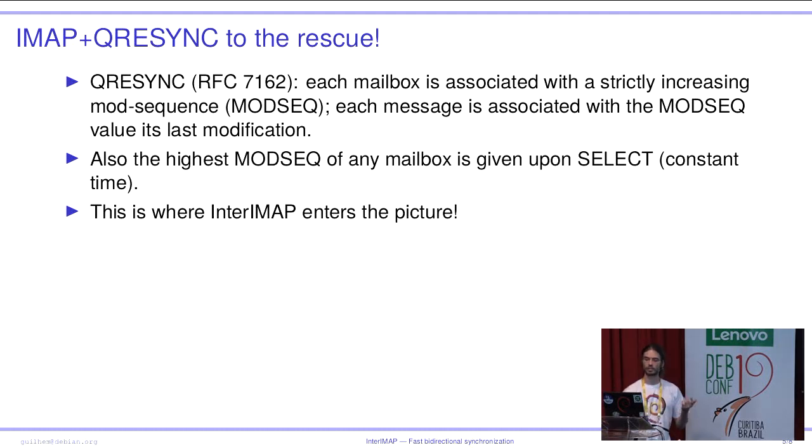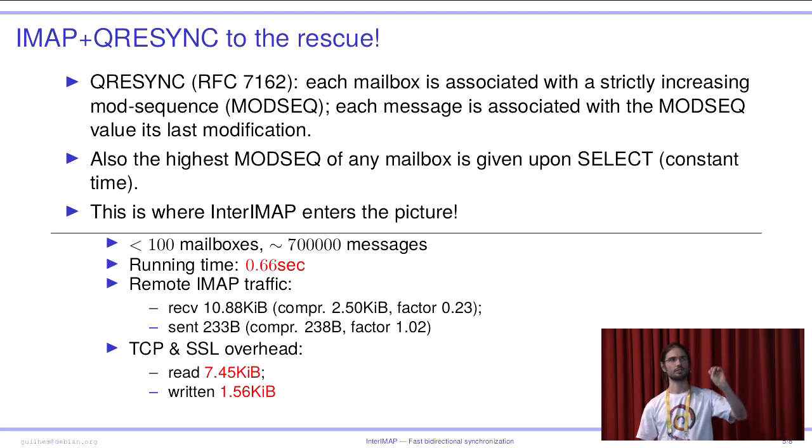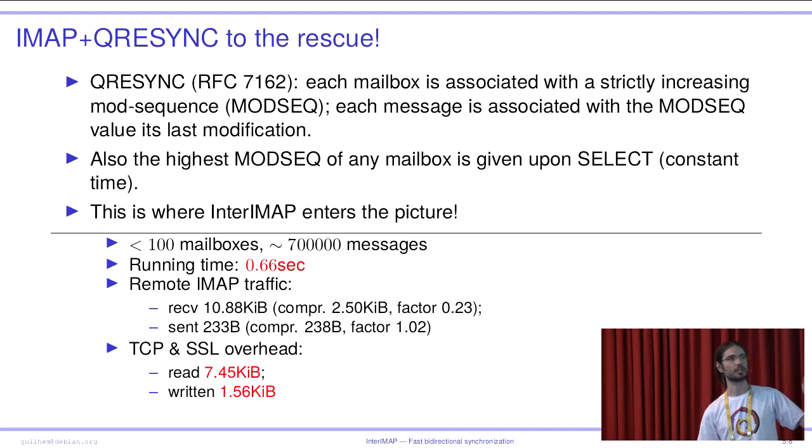And this is where InterIMAP enters the picture. So InterIMAP is the solution, at least it's my solution, like this offline IMAP replacement for servers that do support query sync. And the benchmark is really quite spectacular. So again, less than 100 mailboxes, 700K mails. The running time is brought from over 1 minute to under 1 second.